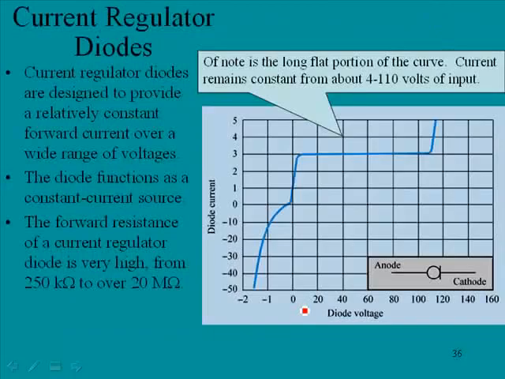Then we have current regulator diodes. Current regulator diodes are designed to provide a relatively constant forward current over a wide range of voltages. Now, this is kind of like what we did with a zener. Remember, a zener provided a constant voltage over a wide range of voltages, but this is going to provide a constant current over a wide range of voltages.